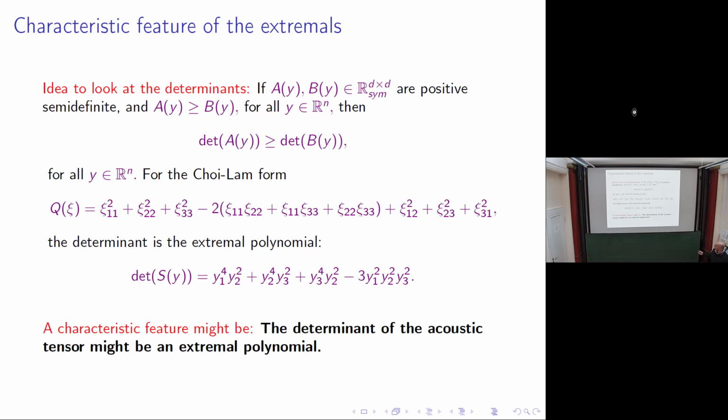If you look at the determinant, this is a famous polynomial in the community of convex geometry, and it is very well known to be an extremal polynomial, a 6-degree homogeneous polynomial that is an extreme ray of the cone of such polynomials. So then we thought maybe the characteristic feature might be that the determinant of an extremal form has to be an extremal polynomial. Now the question is whether they are equivalent. And if they are, then this is a quite significant reduction of the problem, because here we have 2D variables, and then the problem reduces to just d variables. You just look at the determinant.